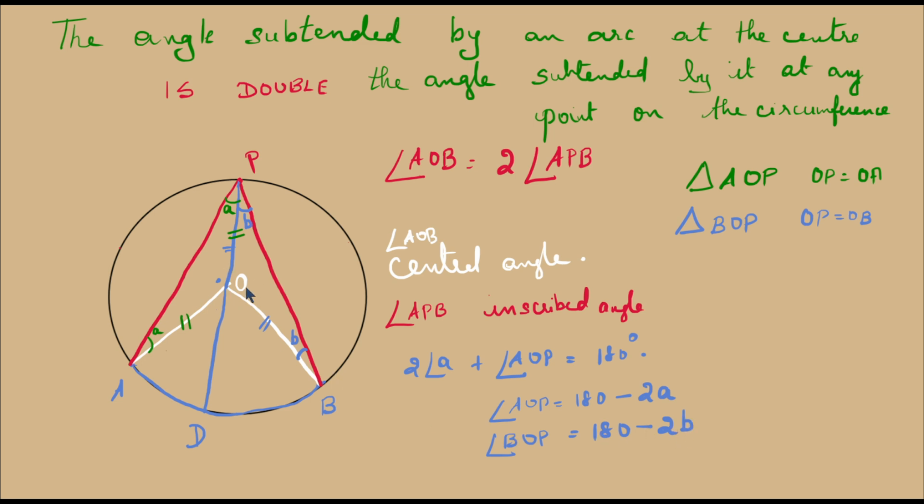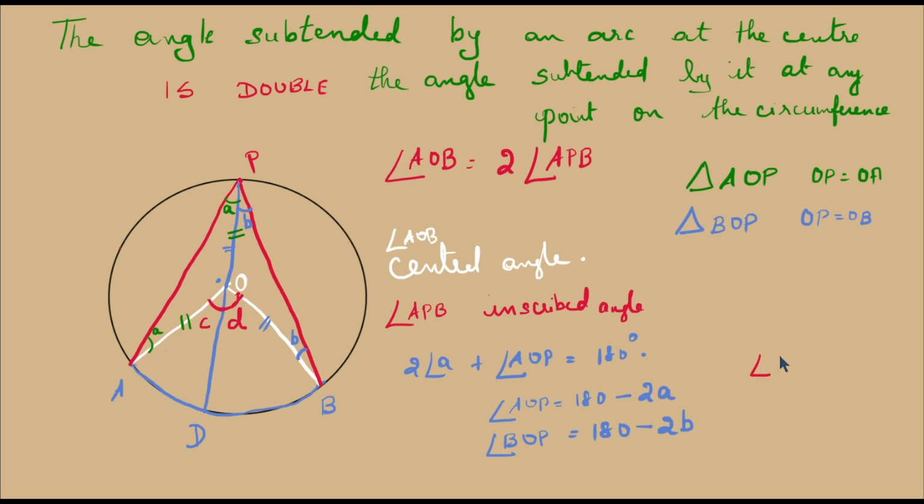Now why are we doing all this? We have to find what is angle AOB. Right? Now what is angle AOB? Let me call this C and this D. So let me find in parts. What is angle C now? You know that this angle AOP is 180 minus 2A.